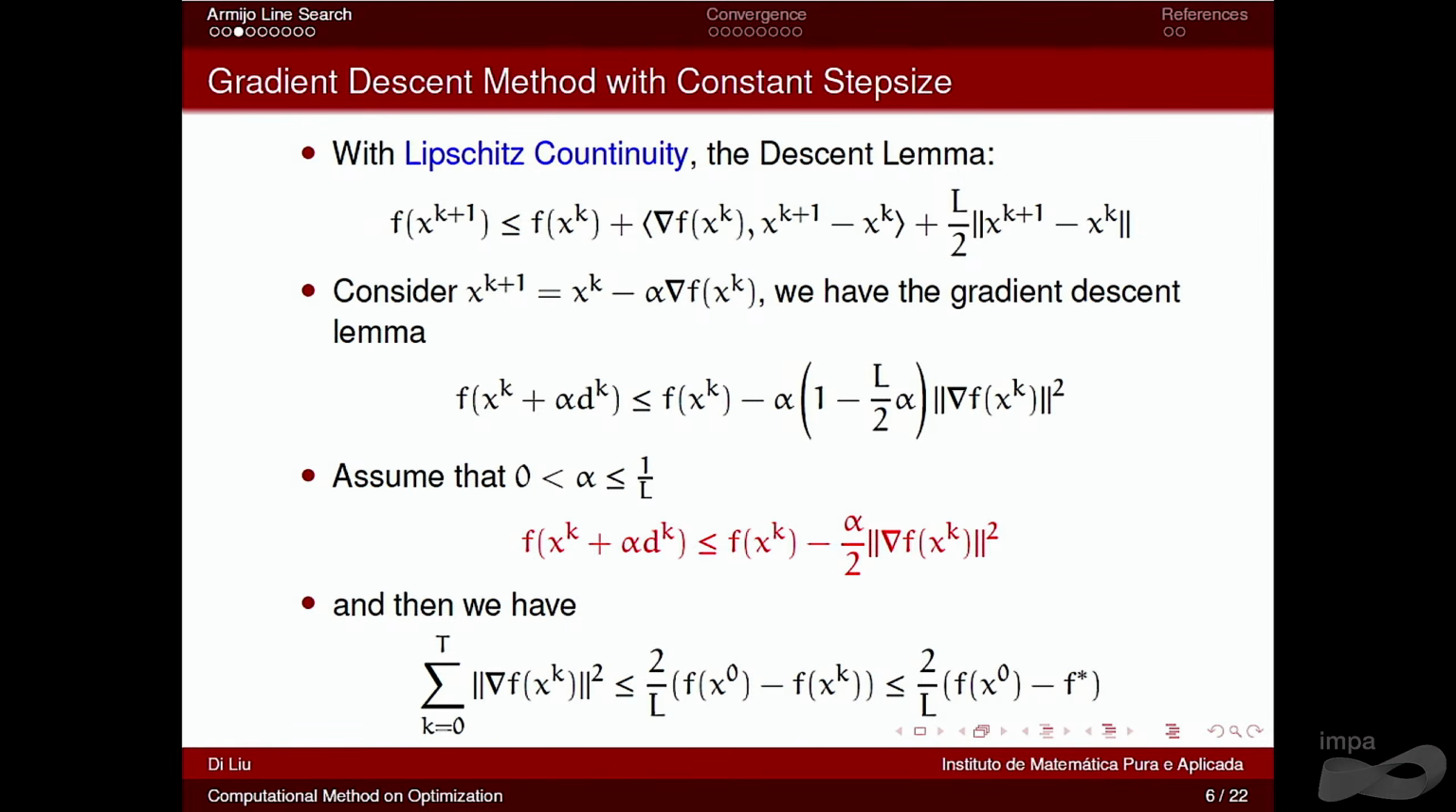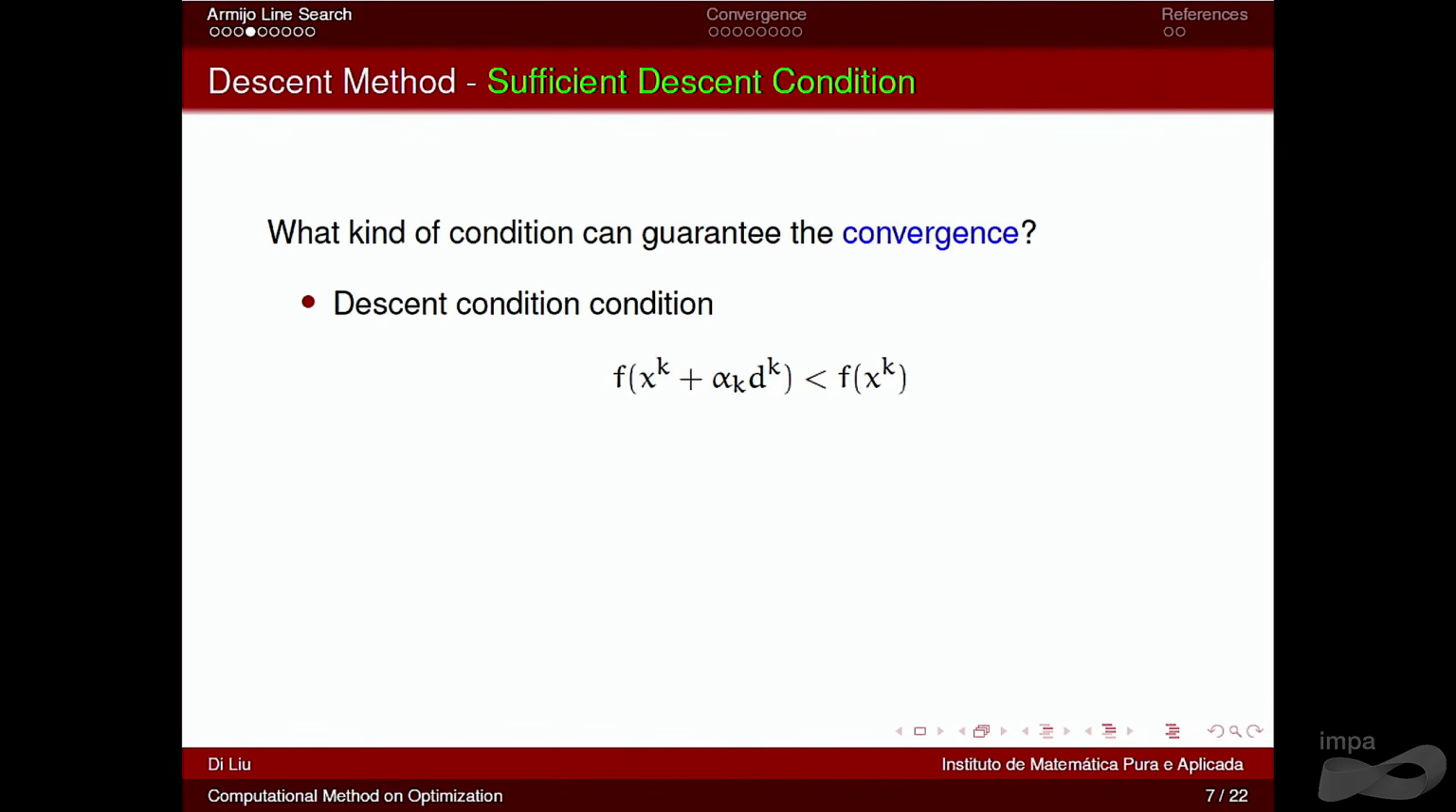So to get the convergence of the gradient descent method with constant step size, the key point is this kind of condition. We call it not only a descent condition, we call it a sufficient descent condition, because it means the function value is decreasing, and the decrease is bounded above by these terms.